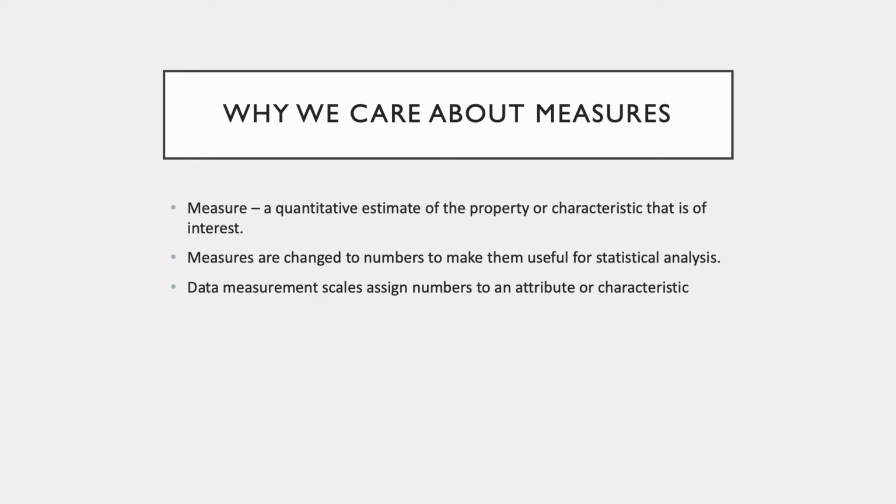Measures must be changed to numbers to make them useful in statistical analysis. Once you change a measure such as hospitalization into a 1 for hospitalized or a 0 for not hospitalized, it's possible to study the data. Data measurement scales assign numbers to an attribute or a characteristic. There are four data measurement scales: nominal, ordinal, interval, and ratio.